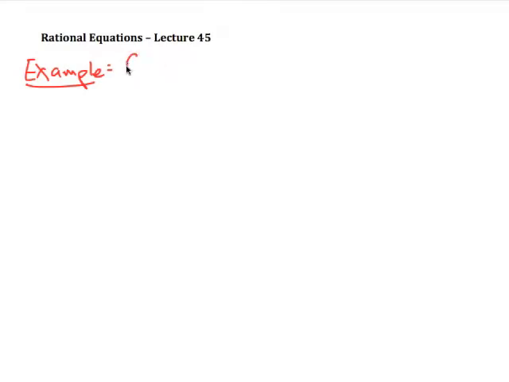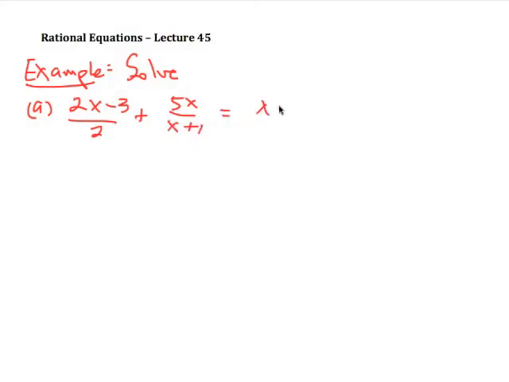Alright, and so let's suppose we want to solve part A. Let's suppose we have (2x minus 3) over 2 plus 5x over (x plus 1) equals x. Right, so we have a rational equation because we have these rationals here, (2x minus 3) over 2 and 5x over (x plus 1).